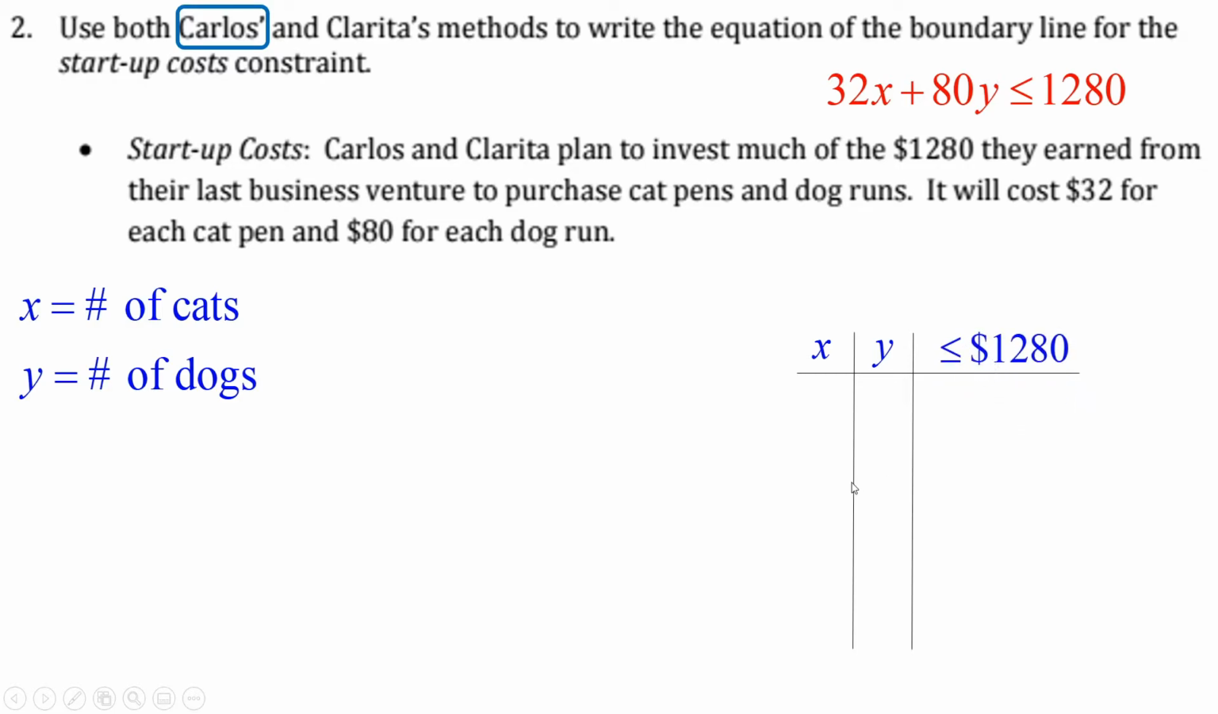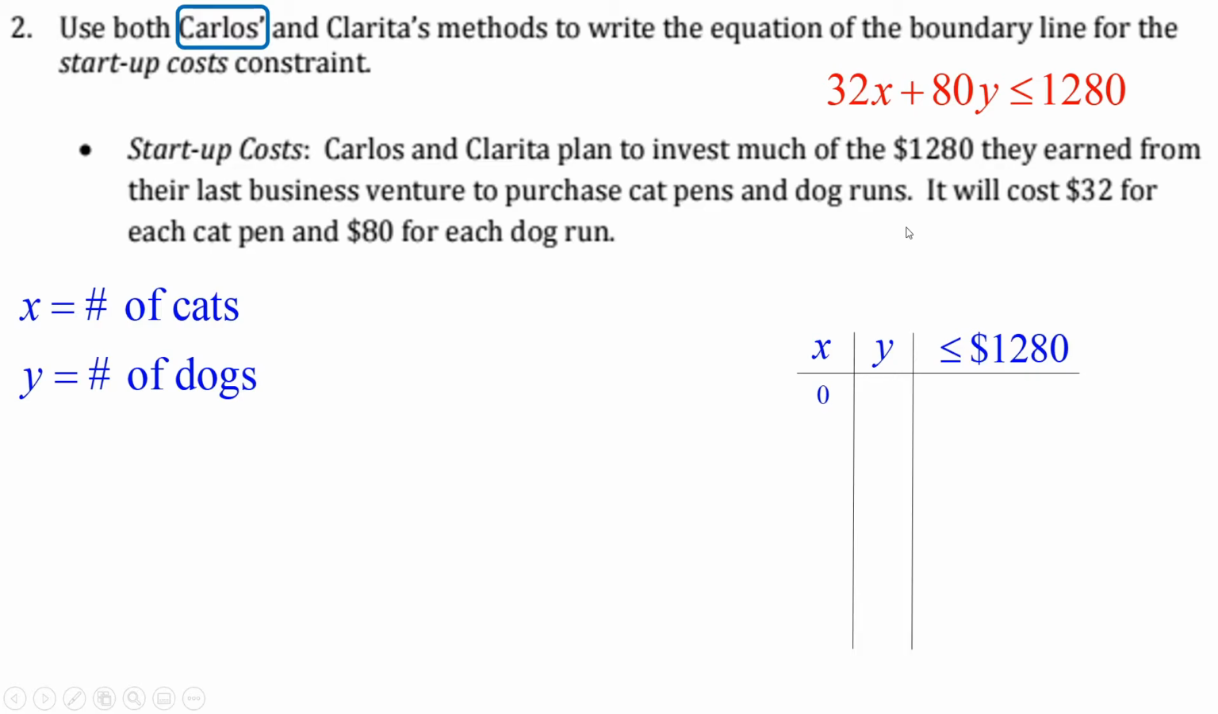All right, so let's start off simple with 0 cat pens. And if we have 0 cat pens, now take a look up here. 32 times 0 would be gone, and you're left with 80y is 1280. So to find out the number of dog runs, all Carlos would do is take this 1,280 and divide it by the 80 to isolate that y.